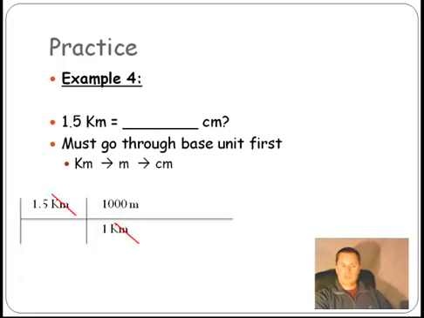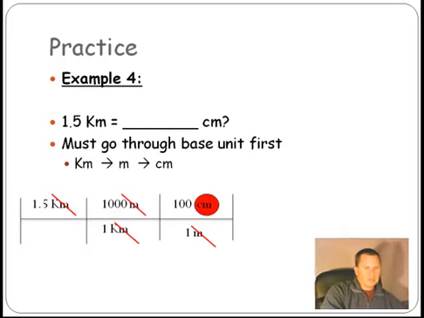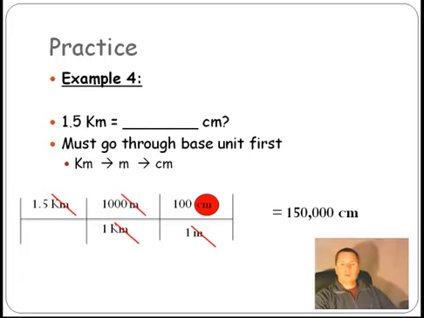Okay, so now my kilometers cancel off. I'm left with meters, but I still have to go to centimeters. Well, what do I know? I know that in 1 meter, there are 100 centimeters. I want to get rid of meters, so it goes on the bottom. So my meters cancel off. I'm left with centimeters. How do I do the math? Take 1.5 times 1,000 times 100. It's going to be a big number, right? I come up with 150,000 centimeters. Pretty simple. We just added one more step because we had to make one more conversion.